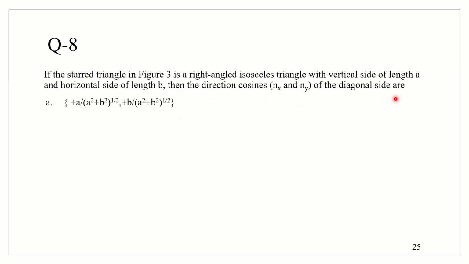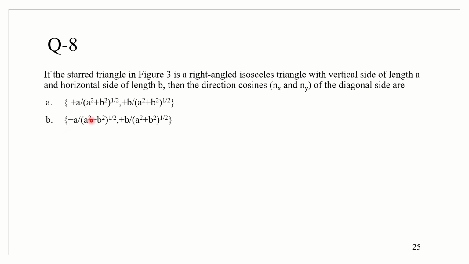So this particular problem is again similar to the last question with regard to figure 3. What would be the direction cosines of the diagonal side? In the last question it was about the vertical side; here it is about the diagonal side. Option A is a by root of a square plus b square, comma b by root of a square plus b square.